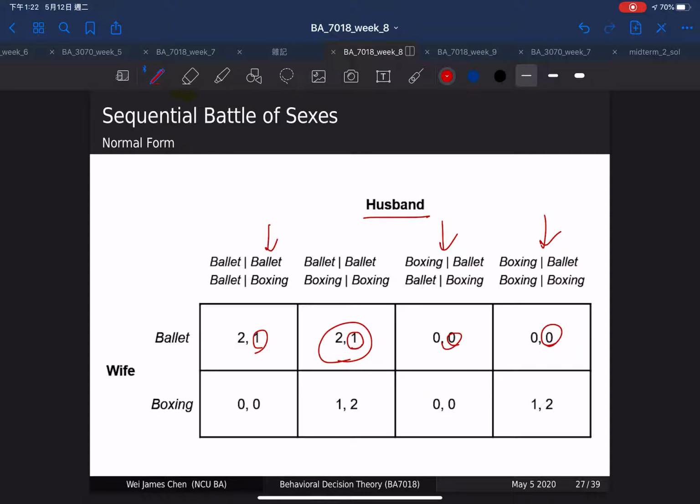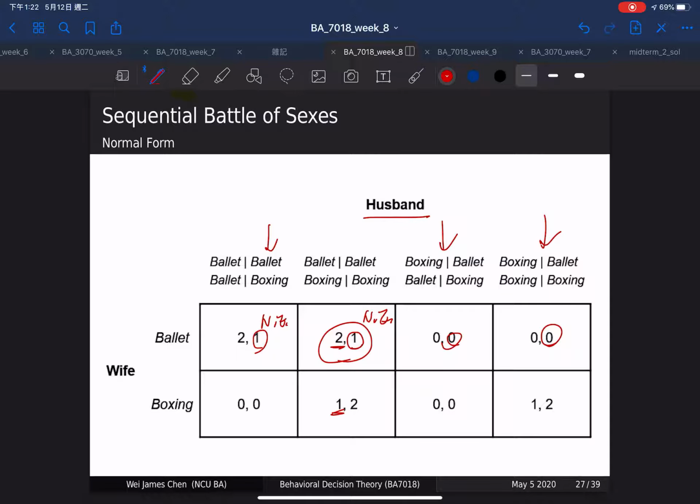And does the wife have incentive to deviate? The wife is currently getting a 2. But if she moves to boxing, she will get 1, which is lower. So she also doesn't have incentive to deviate. Since neither party has incentive to deviate, this is a Nash equilibrium. So both of these two are Nash equilibria.